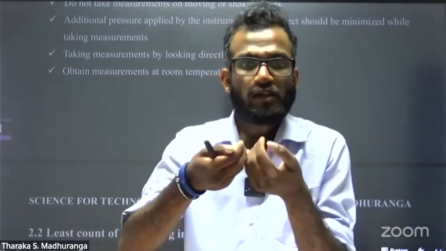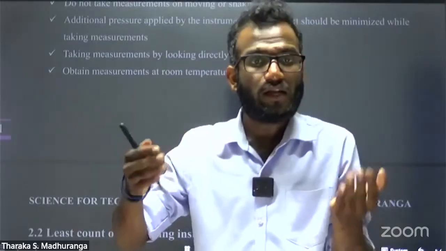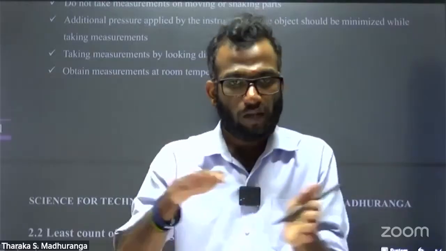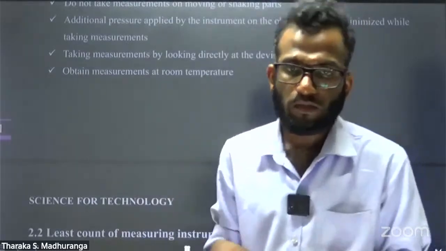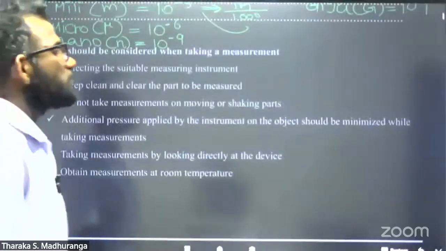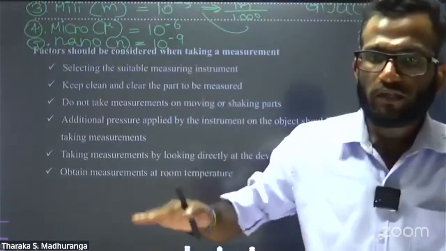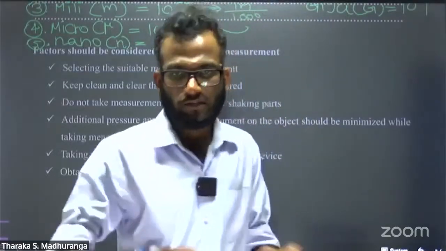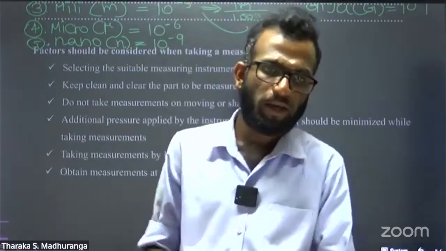In the expansion process, what happens? Their shape and size change. Then we can't get an exact, accurate measurement from these objects. Therefore, we have to maintain the temperature at ambient temperature to get accurate measurements. That is what we discussed today, the basics of the measurement lesson, the basic concept. I think now you have the full basic concept.